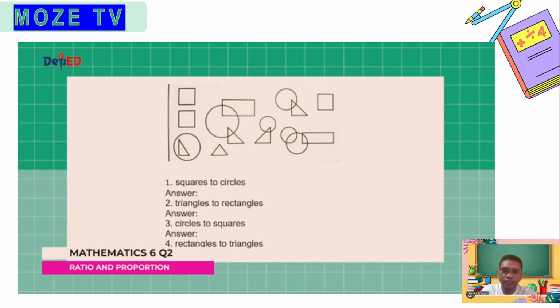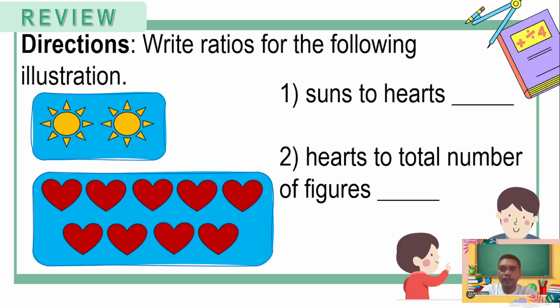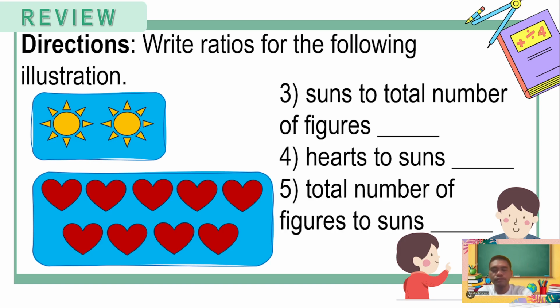Okay, so let's proceed. Okay, so this time, write the ratios of the following illustration. Okay, so answer this one in your notebook. Okay, pwede ra. Diretso ra answer. Suns to hearts. Number 2, hearts to the total number of figures. Number 3, suns to total number of figures. Number 4, hearts to suns, total number of figures to suns.